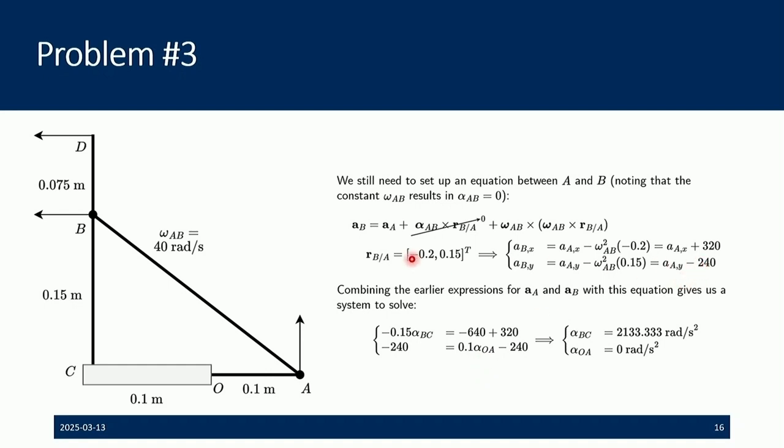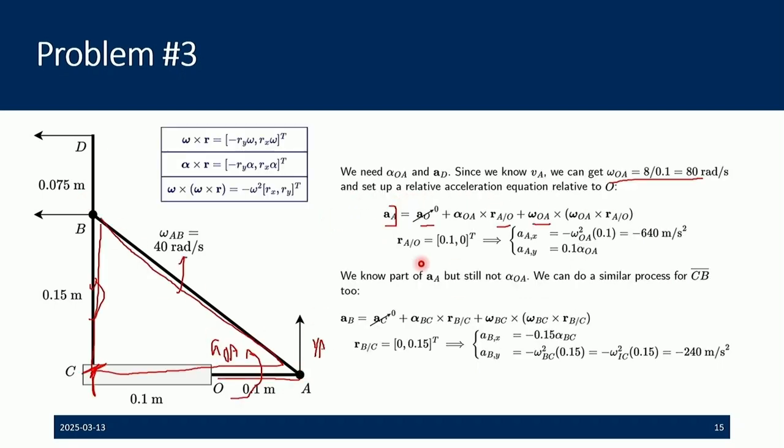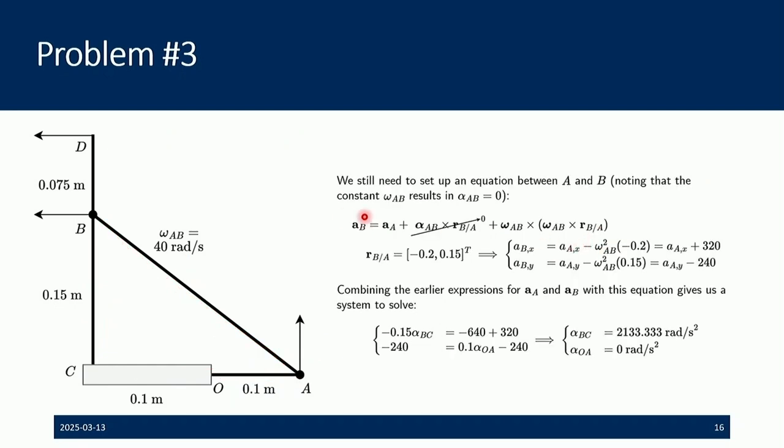So just to recap, I set up the relative acceleration equation for A and B, and I used the expressions that I got in the last slide for the different points at A and B. So I have some components that I know. By plugging those expressions in here, I get two equations and two unknowns that I can solve for. Okay, so again, alpha BC is 2133.33 radians per second squared. Alpha OA is 0. Any questions? This is one of the things that we were trying to find. So we finally found alpha OA.